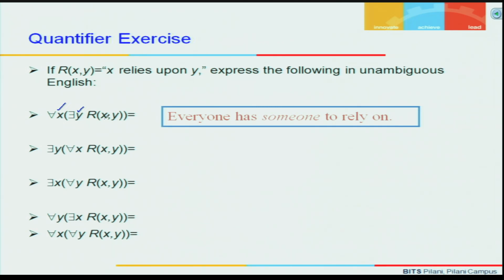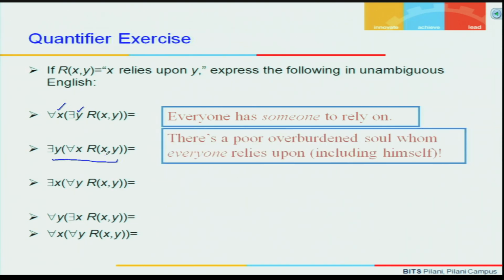And what does this statement mean? There exists y for all x Rxy. What does this statement mean? It means there exists a person on whom the whole world relies. There exists one person on whom all human beings rely, and for fun's sake you can say that there is a poor overburdened soul whom everyone relies upon, including himself, of course.